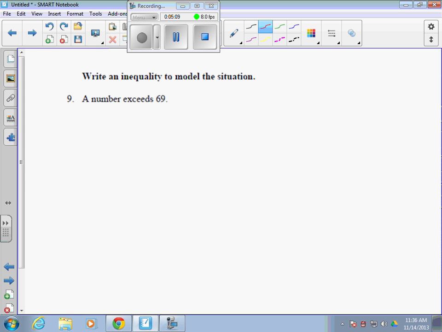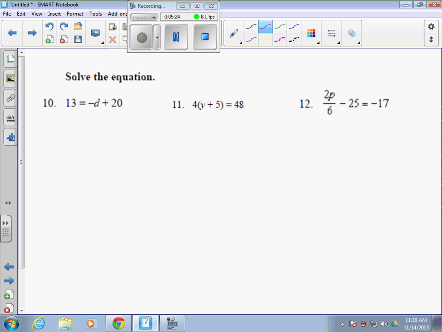A number exceeds 69. It's not 69 or more, or it's not at least, it's exceeds. That means more than. So x is greater than 69. Get rid of plus 20 by subtracting it on both sides. You get -7 equals -d. Get rid of -1 times something by dividing by -1 on both sides. Negative divided by negative is a positive.